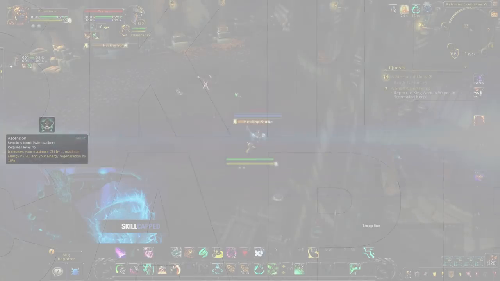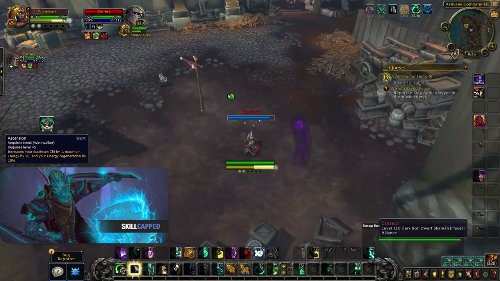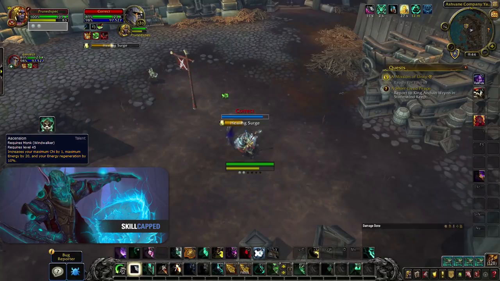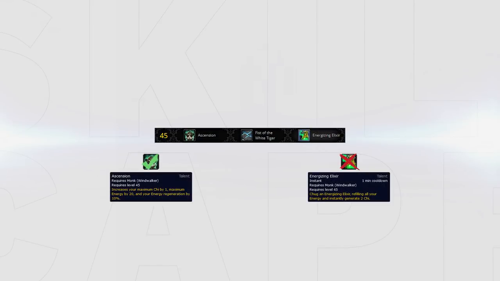This row got changed a little, which has had a major effect. Energizing Elixir has been hit with a big nerf, making it unappealing in comparison to Ascension. Ascension now becomes the go-to, gaining an extra chi point as well as good energy regen, crucial for a Windwalker's gameplay. This is due to having incredible synergy with Rushing Jade Wind, which we will get into later.